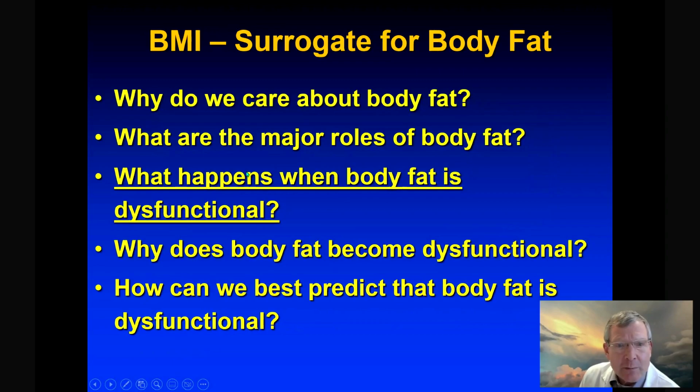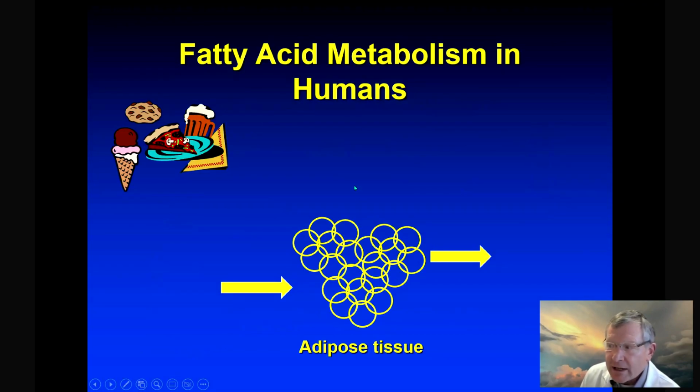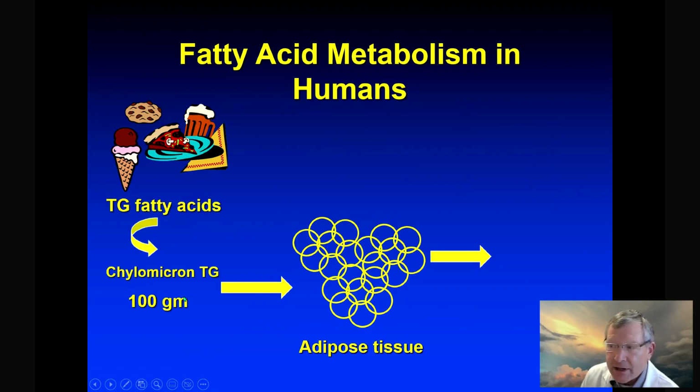So what happens when body fat doesn't function normally? What goes wrong? Well, in this case, the fatty acids that are coming in from the diet may not get into adipose tissue normally, and they may be released abnormally.